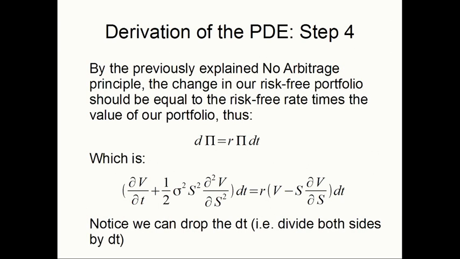According to the no arbitrage principle we discussed earlier, this risk-free portfolio must change with time in a manner equivalent to the risk-free rate. Thus, d pi equals r pi dt. Substituting the d pi we obtained in the previous slide and the pi we started with, we get this formula. We can divide both sides by dt to get rid of them. And now by trivial rearrangement of this last formula, we obtain the Black-Scholes PDE, which completes this derivation.